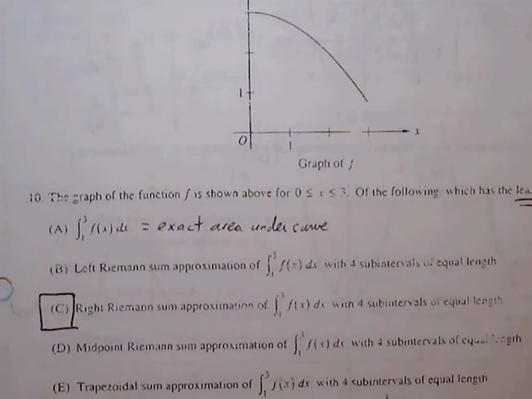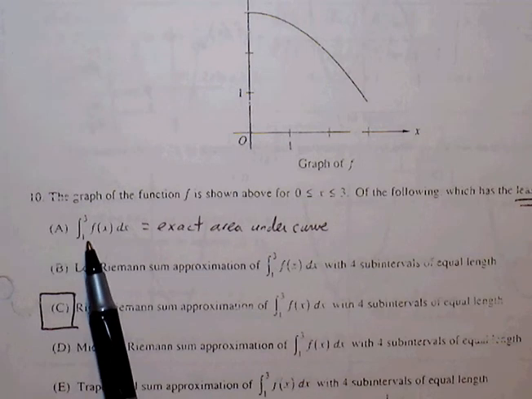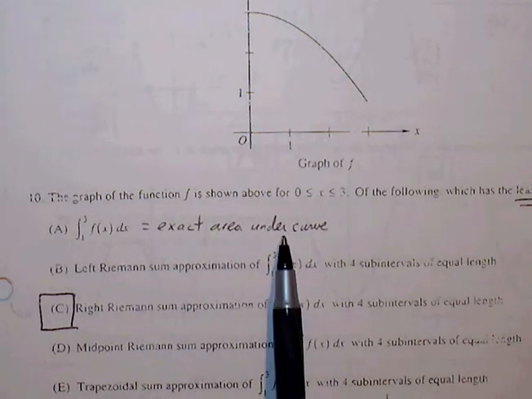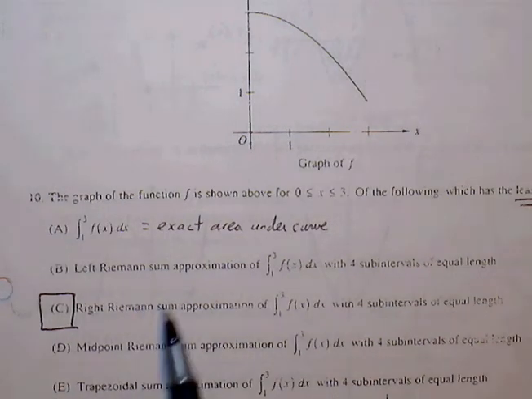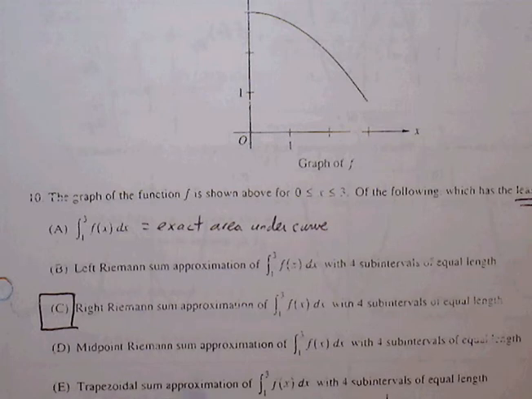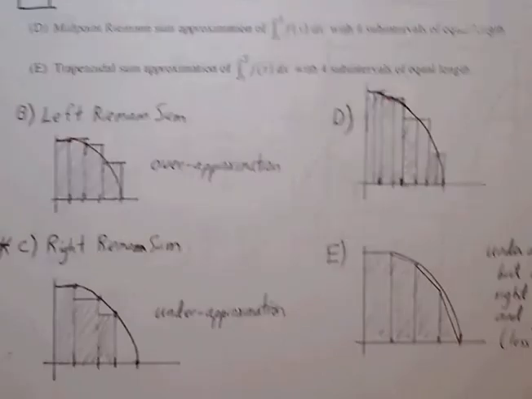And the definite integral of f of x from 1 to 3 will give us the exact value under the curve. And then we have to compare between left Riemann sum, right Riemann sum, midpoint, and trapezoidal sum. So I have a diagram of each of those.